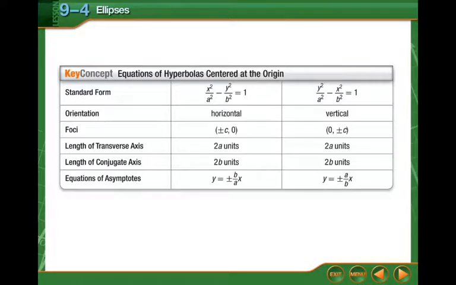So now we're going to take a look at hyperbolas. So hyperbolas, the difference here is that it's a minus inside instead of a plus. That's really it. If, again, the x is first, then it's the horizontal orientation, which means that it looks like this. If it's vertical, it looks like this.